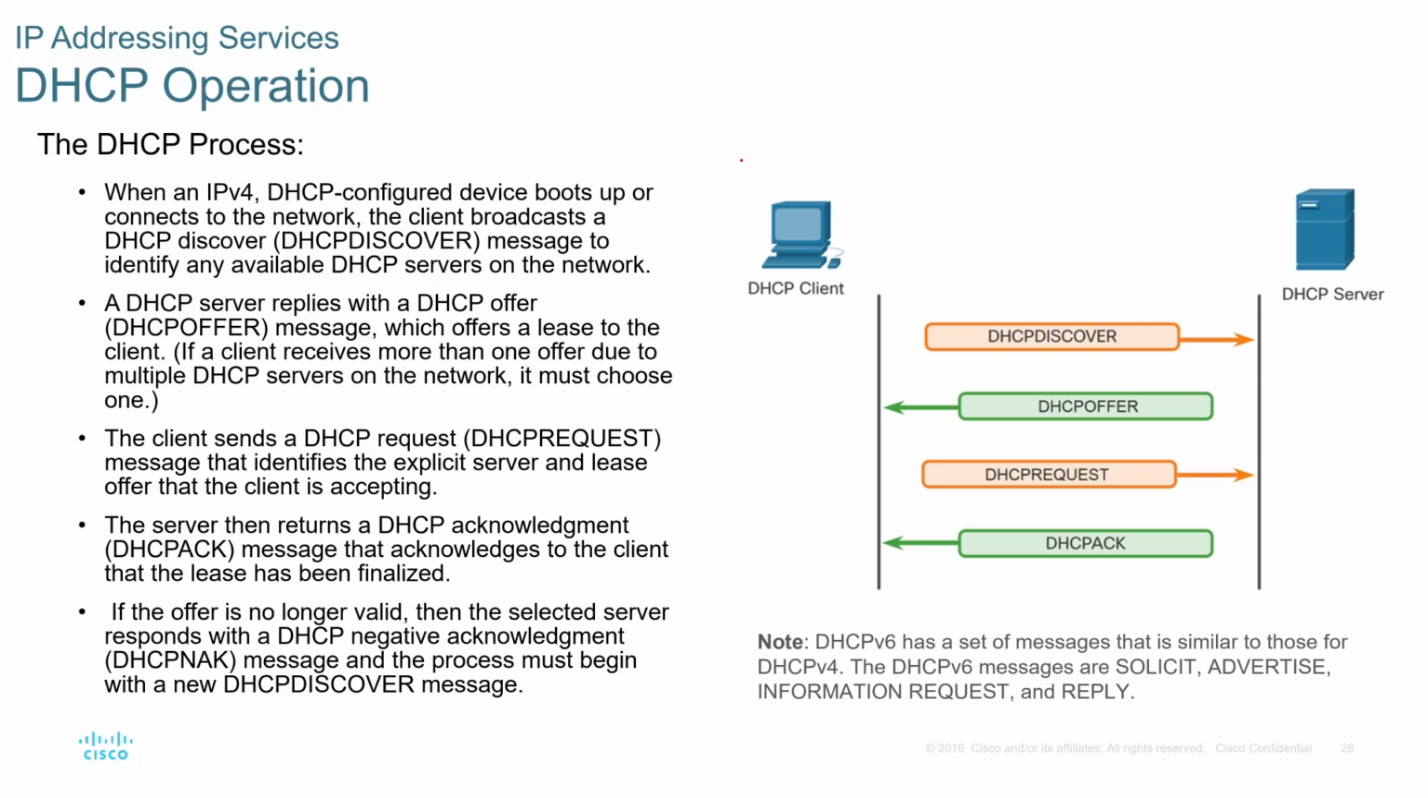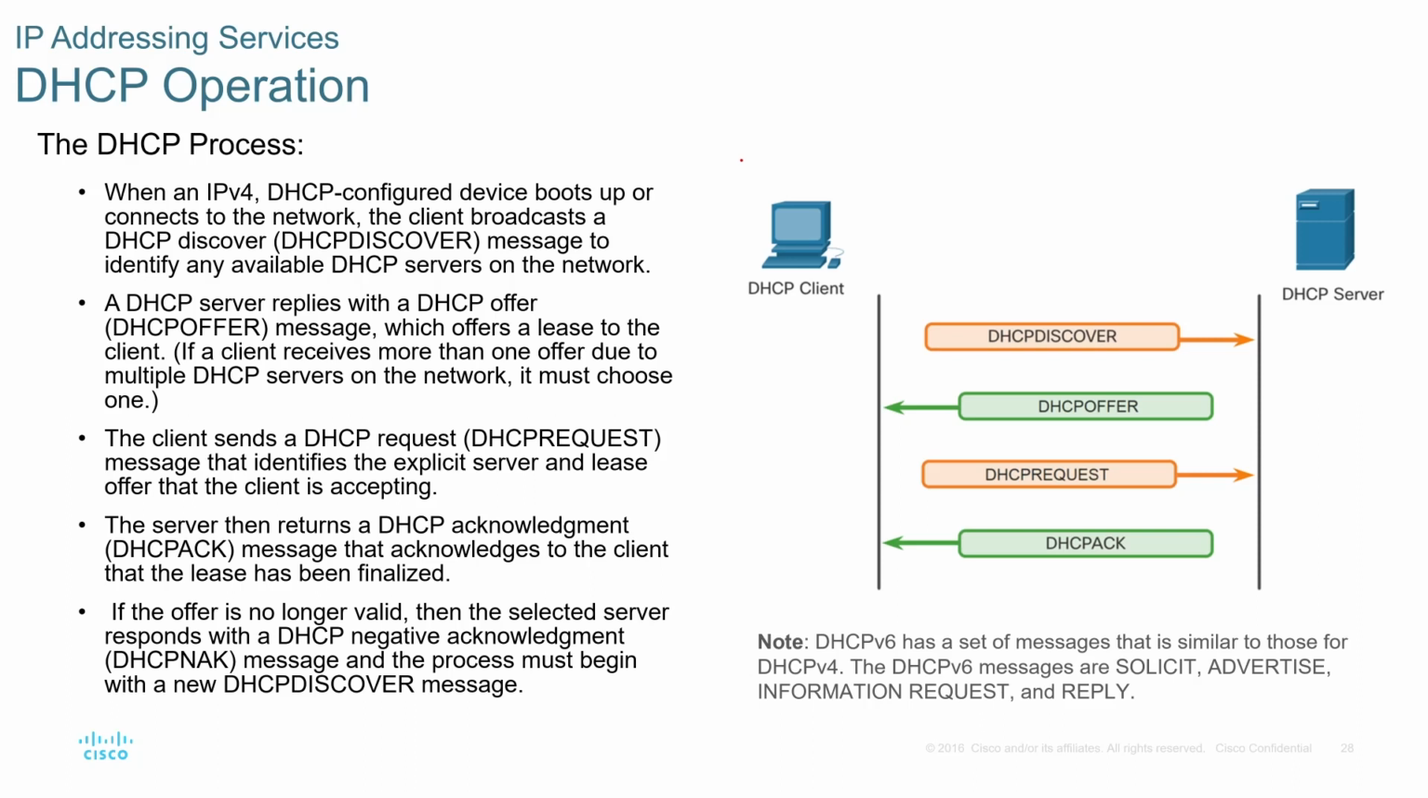Once the request is received by the server, if the address has not been assigned to another host, the server will send a DHCP acknowledgement. That authorizes the client to use that IP address for a particular time period. If the offer is no longer valid, meaning that the server has already assigned it to another system, it would return a DHCP not acknowledged message, and the client must then use the DHCP discover beginning again.